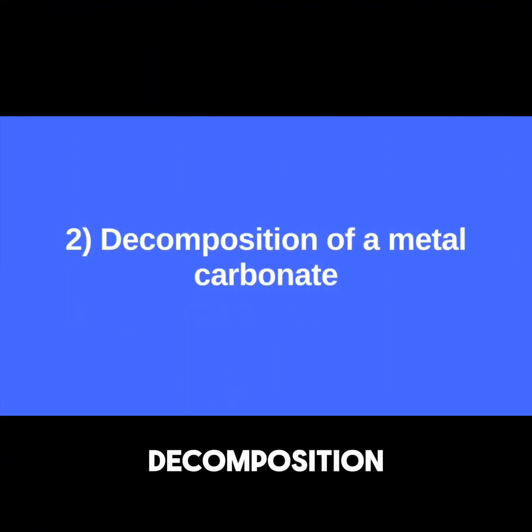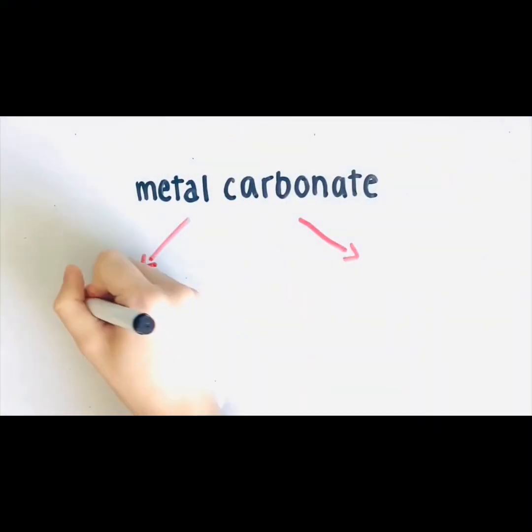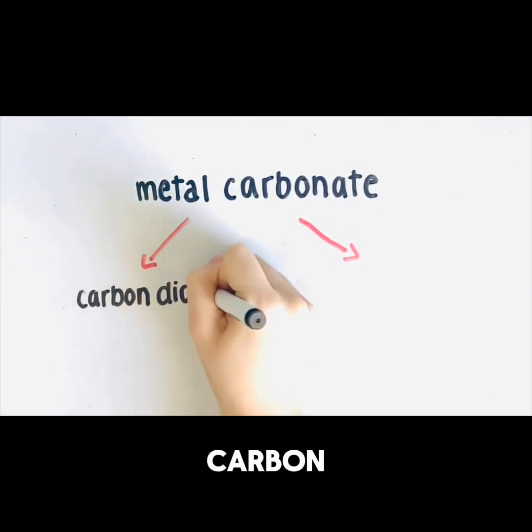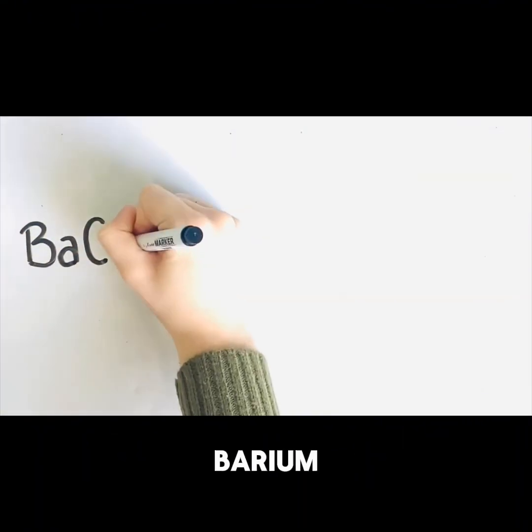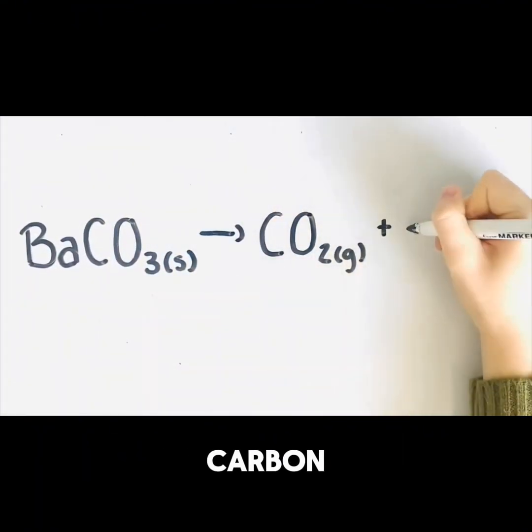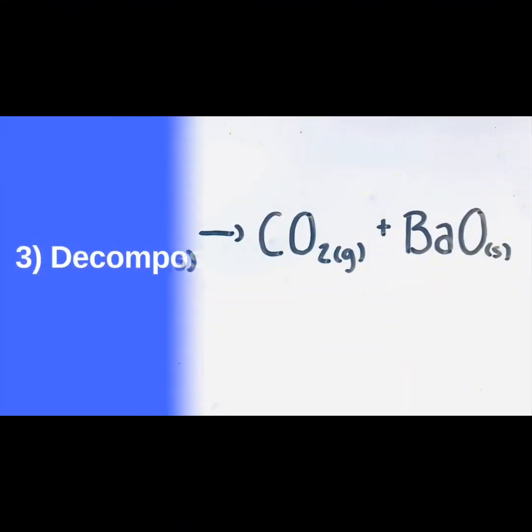Secondly, decomposition of a metal carbonate. Metal carbonates decompose into carbon dioxide and a metal oxide. For example, barium carbonate breaks down into carbon dioxide and barium oxide.